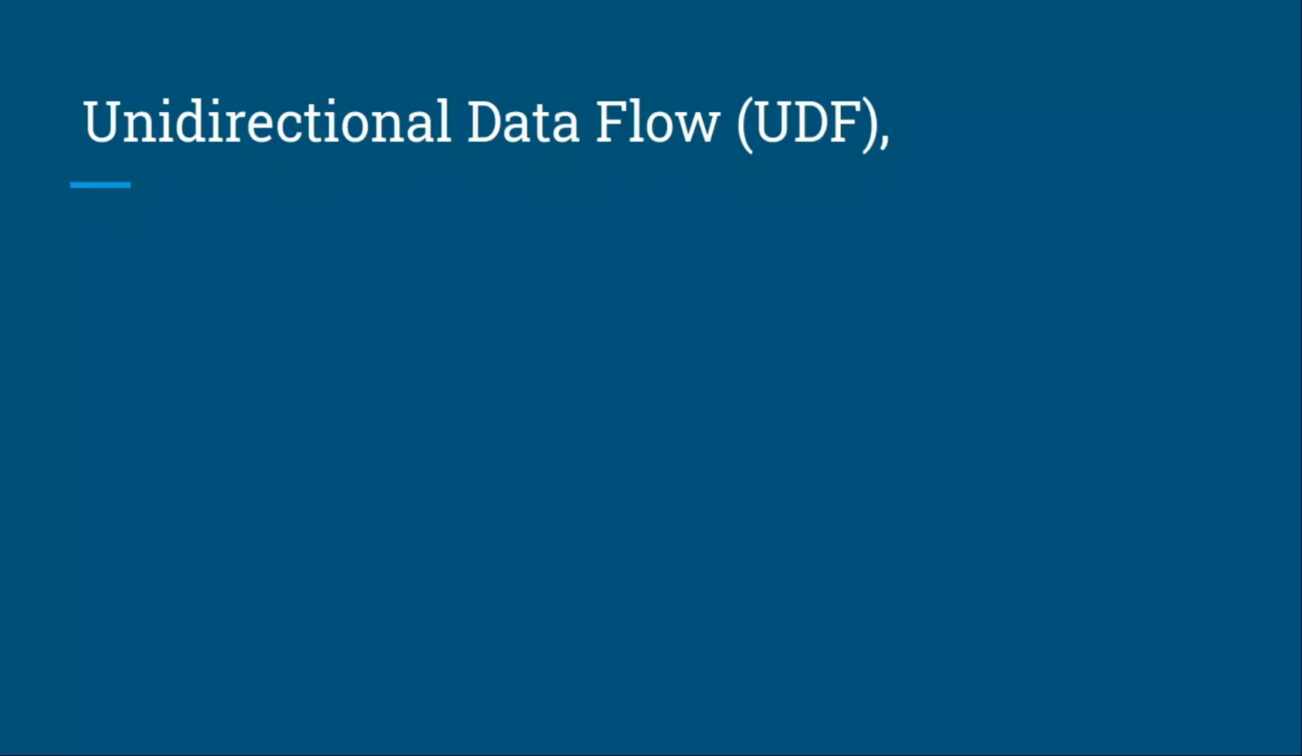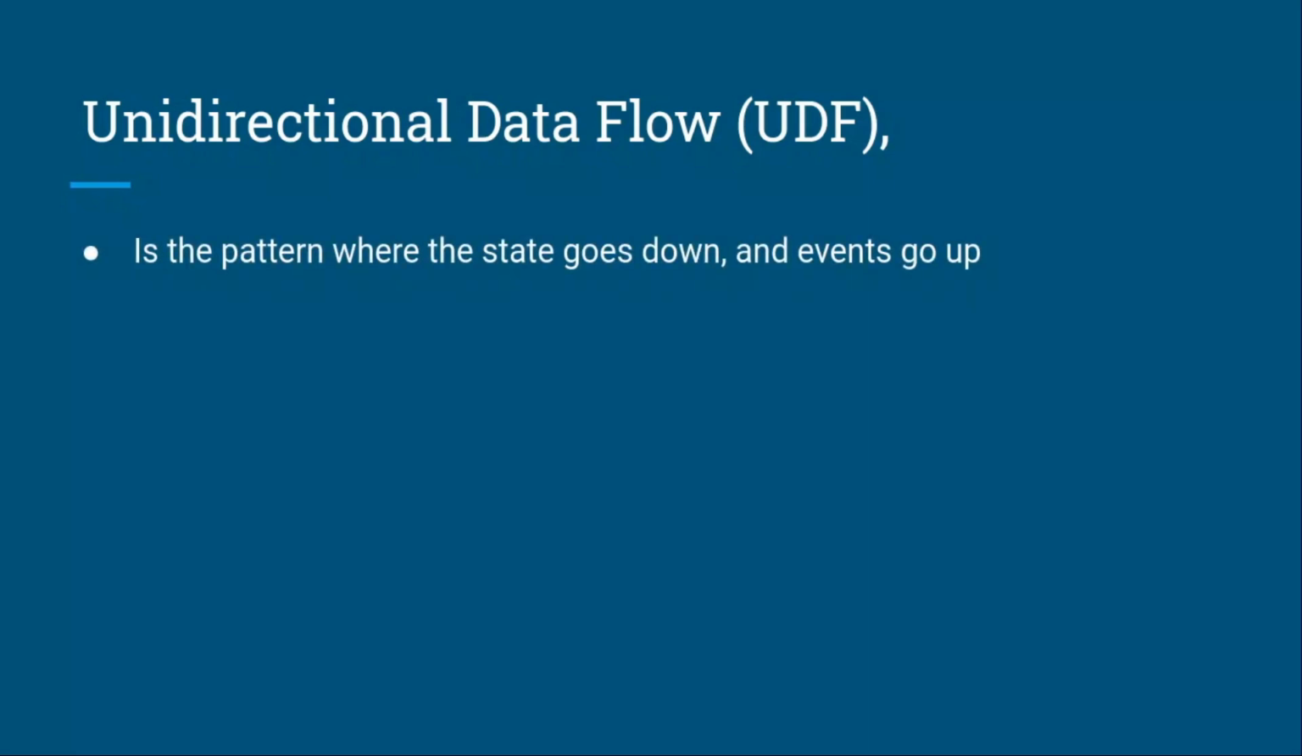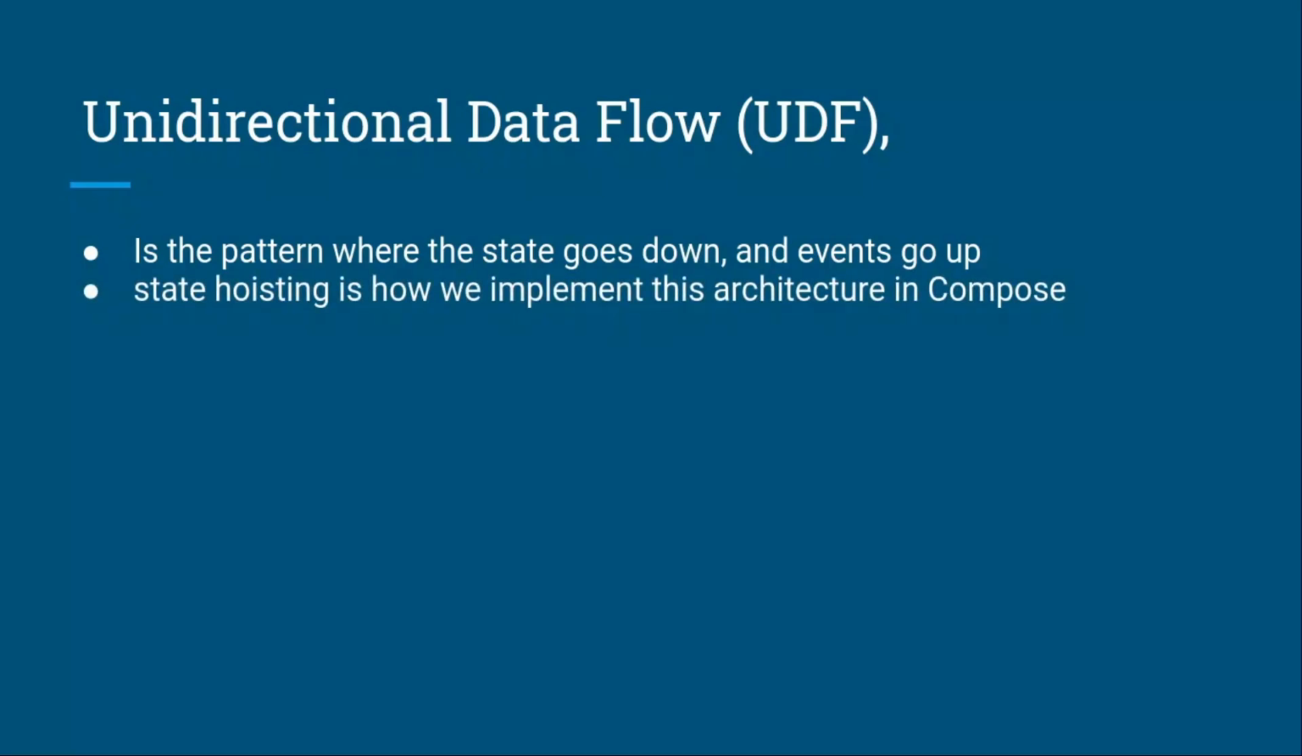Okay, so when we are performing state hoisting, we have to consider something called unidirectional data flow, and we are going to reuse it so much inside our code, so you have to understand this. It's just the pattern where the state goes down and the events go up. State hoisting is how we implement this architecture in Compose. So when we move the state, for example, from the order and pass it to the main activity, we are just moving the state up, and then the events go up to be handled.